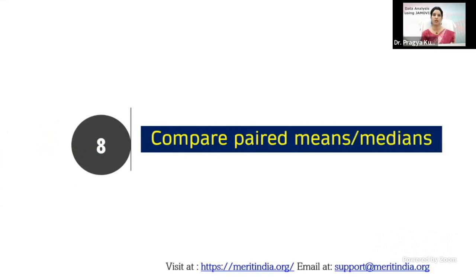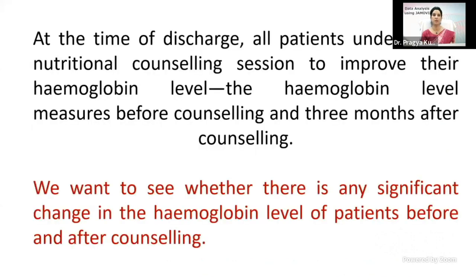Now next, we will see the paired t-test. So if you have to compare paired means or paired medians, then you should use the paired t-test. The question is, maybe at the time of discharge, all the patients underwent nutritional counseling, and you have a pre-counseling hemoglobin level and a post-counseling hemoglobin level. If you want to see whether there is a change, this is again an example of a pre and post test. So it is very similar to McNemar, but in McNemar we test the proportion. Here, we test the mean value.